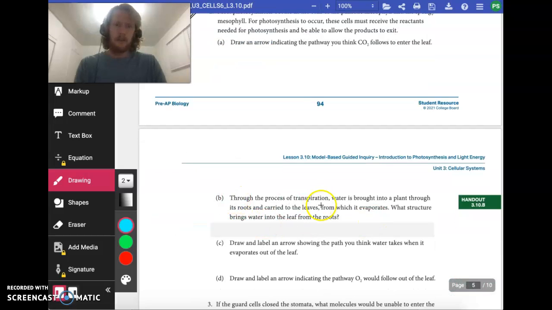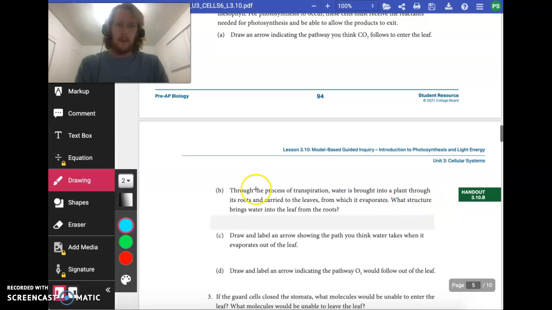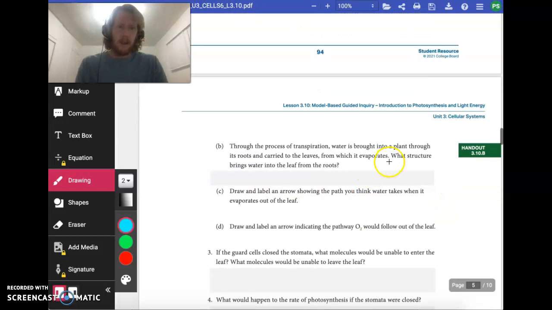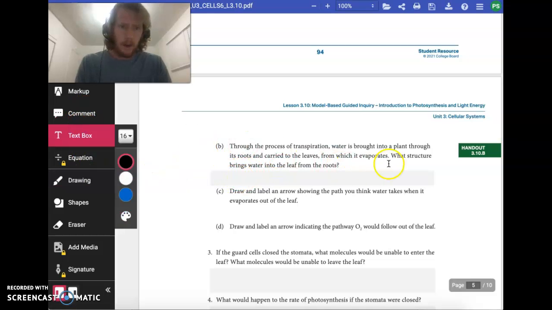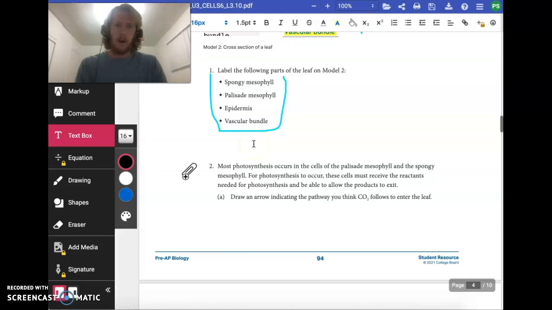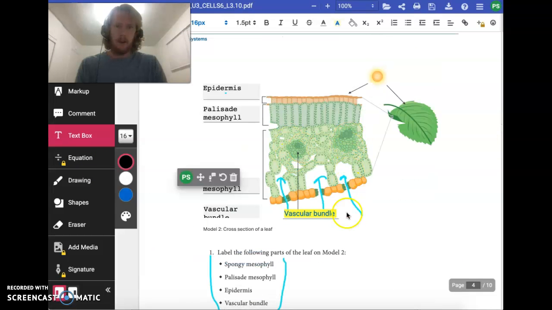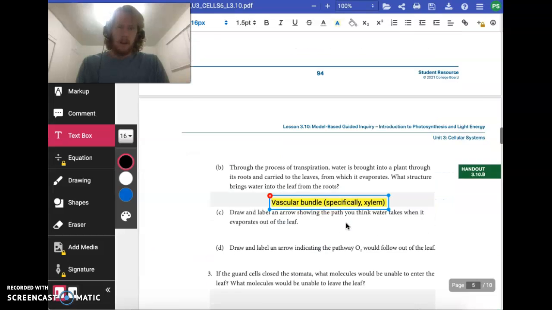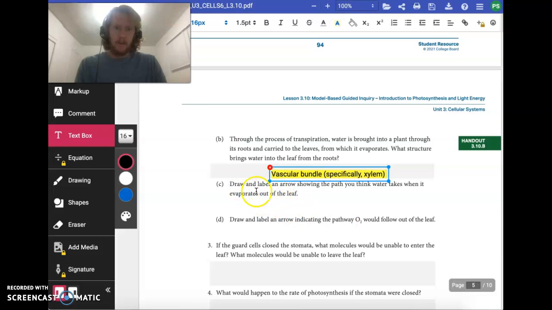Through the process of transpiration, water is brought into a plant through its roots and carried into the leaves from which it evaporates. What structures bring water into the leaf? Okay, so that's our vascular bundle, specifically the xylem brings water in. So right here we have our vascular bundles. Water comes in there.